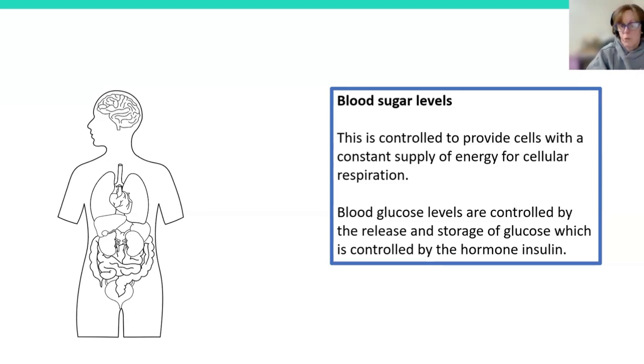We need a constant supply of oxygen as well to keep us going. We need oxygen and glucose. Oxygen, fine, we can breathe. Glucose, not so easy because we don't eat constantly. So we store it and then release it out of storage.